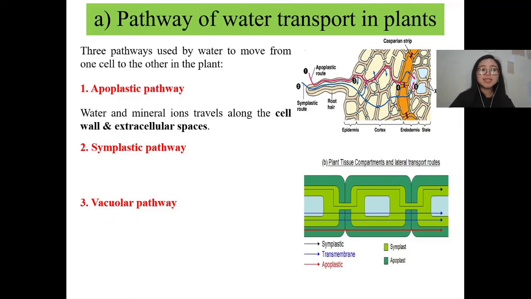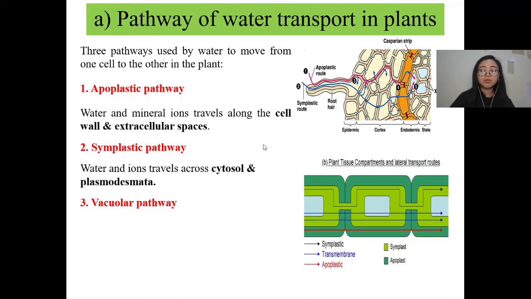The second is the symplastic pathway. The water and ions travel across the cytosol and plasmodesmata. Means dia akan masuk plasma membrane dalam sel yang pertama, lepas tu dia akan bergerak melalui cytoplasm. Bila dia sampai di penghujung satu sel, dia akan melalui plasmodesmata untuk pergi ke sel yang seterusnya.